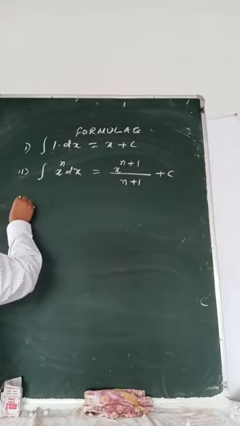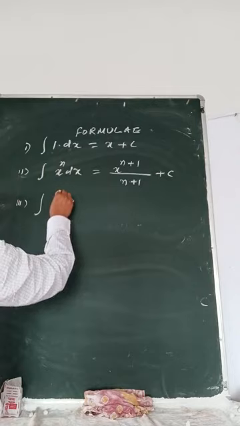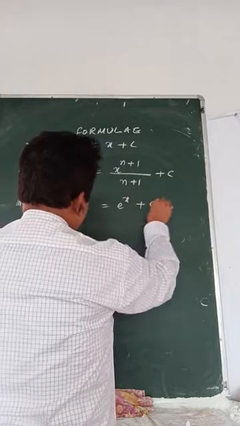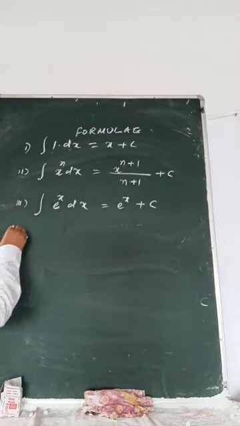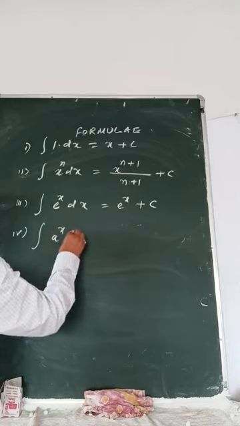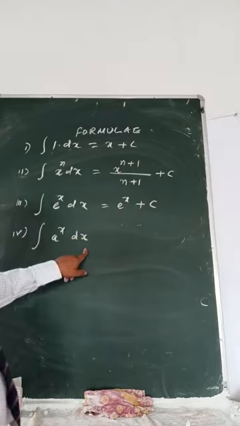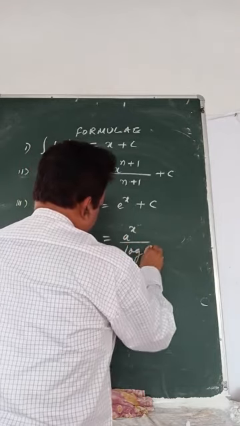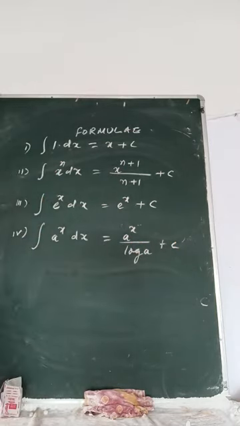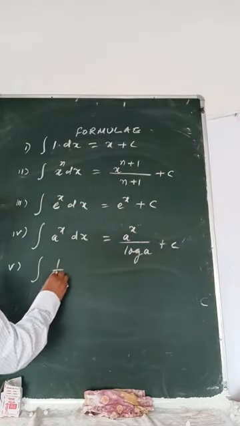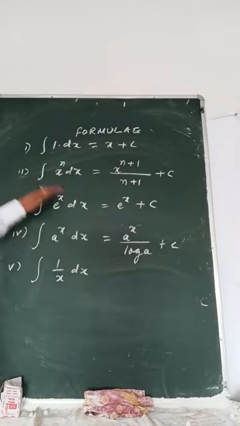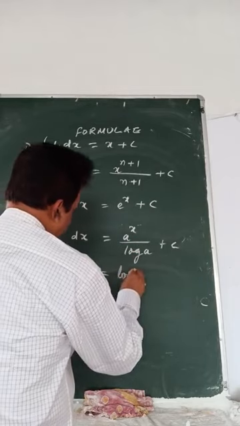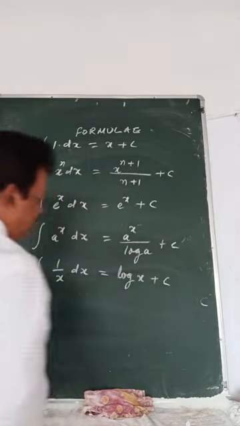Similarly, integration of e to the power x is e to the power x plus a constant of integration. Similarly, integration of a to the power x, by the inverse process, will be a to the power x by log a plus constant of integration. Integration of 1 by x, this you have to learn by heart, otherwise it will be difficult to solve. It is log x plus a constant.